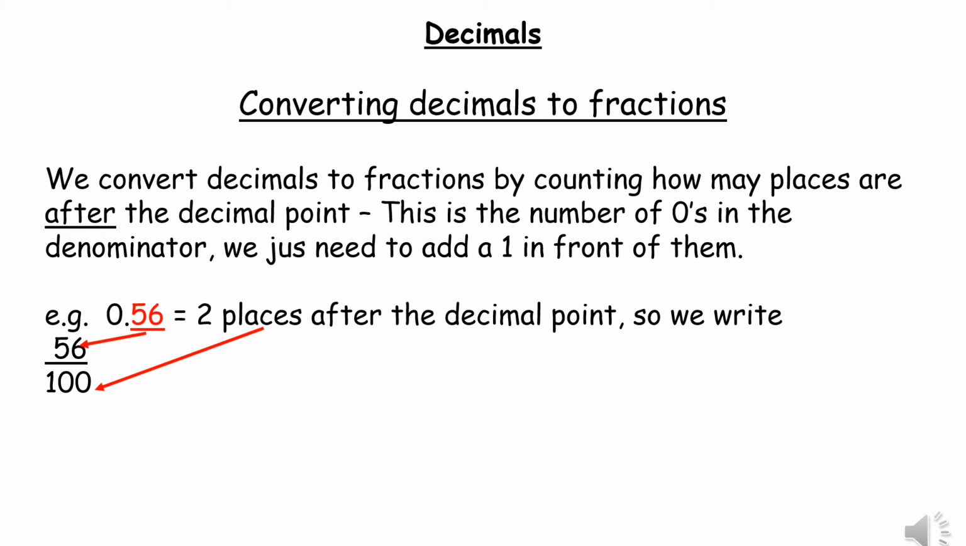Now we convert decimals to fractions by counting how many places are after the decimal point. So this is the number of zeros in the denominator. We just need to add a 1 in front of them. So let's have a look here. We have got the number 0.56. So that's 2 places after the decimal point. So we write 56 is the numerator, and the 2 places after the decimal point. So we start off with a 1, and those 2 places represent 0, 0.